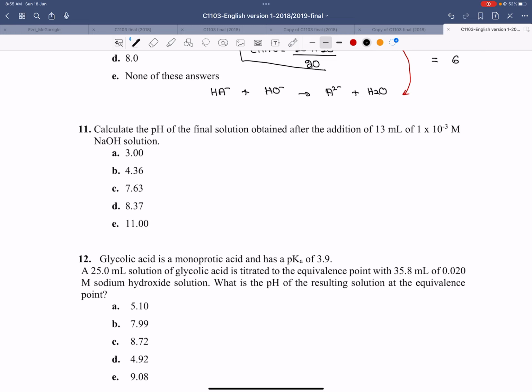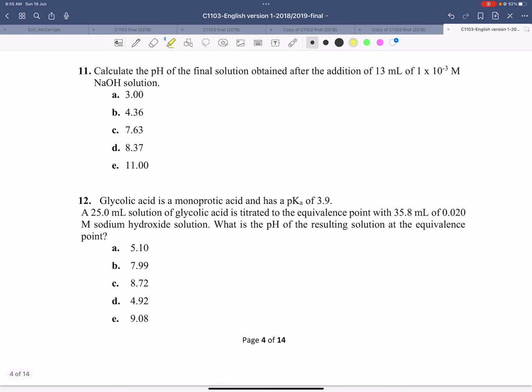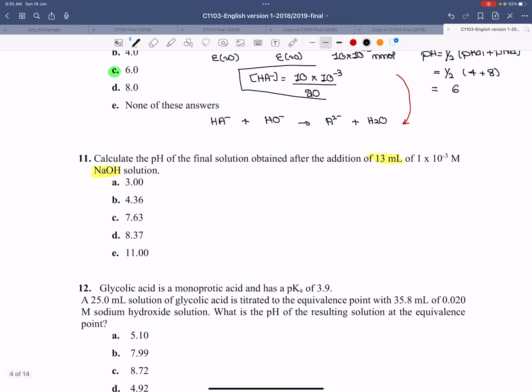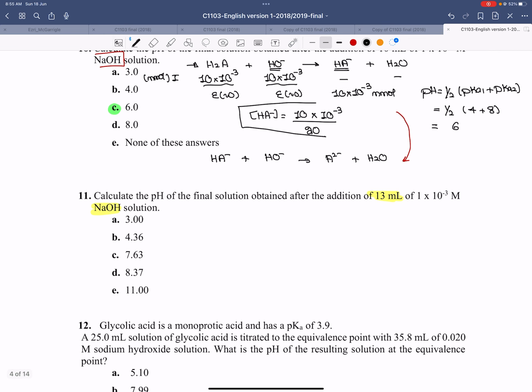Number 11, calculate the pH of the final solution obtained after the addition of 13 ml of NaOH. Now, you can follow this same method and try to do that. So put 13 times 10 to the power negative 3, you will find that you will have a remaining value right here. And because you have a remaining value right here, you're going to move to the second equation.